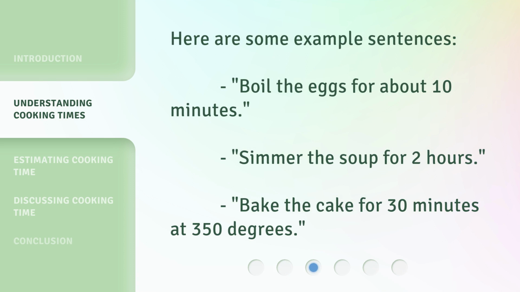Here are some example sentences. Boil the eggs for about 10 minutes. Simmer the soup for 2 hours. Bake the cake for 30 minutes at 350 degrees.